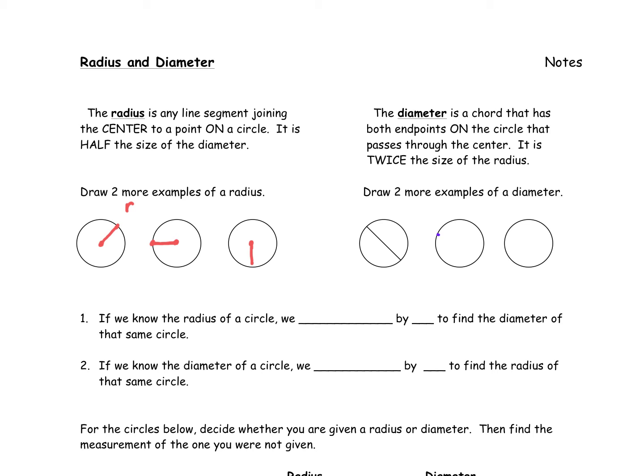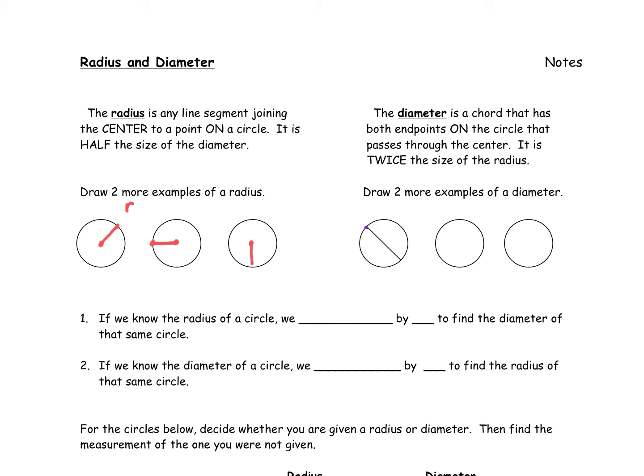So if the outside of the circle. So that's a chord. I could draw another one. This is a chord. From here to here is a chord. So as long as I'm touching a point on the outside of the circle, then that's a chord. So I'm going to erase that. The diameter is a special chord.